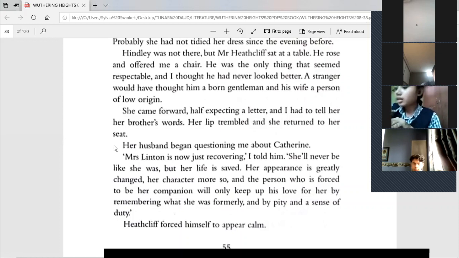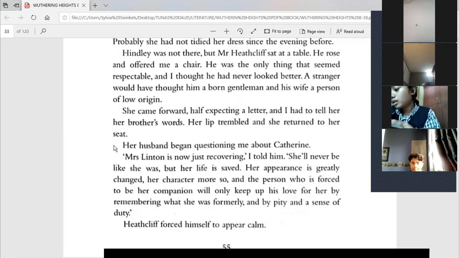Hindley was not there, but Mr. Heathcliff sat at a table. He rose and offered me a chair. He was the only thing that seemed respectable, and I thought he had never looked better. A stranger would have thought him a born gentleman and his wife a person of low origin. She came forward, half expecting a letter, and I had to tell her her brother's words.